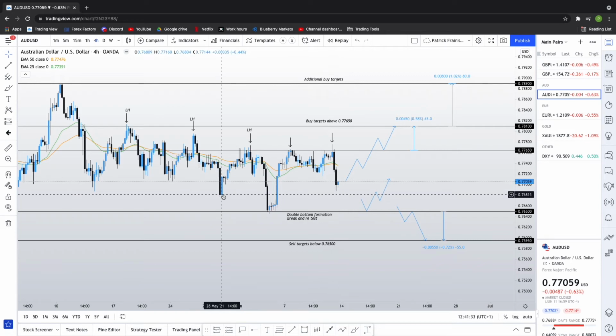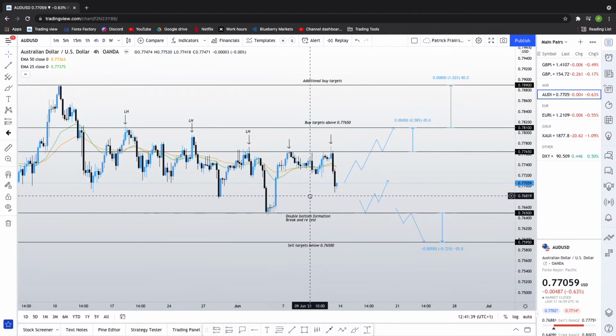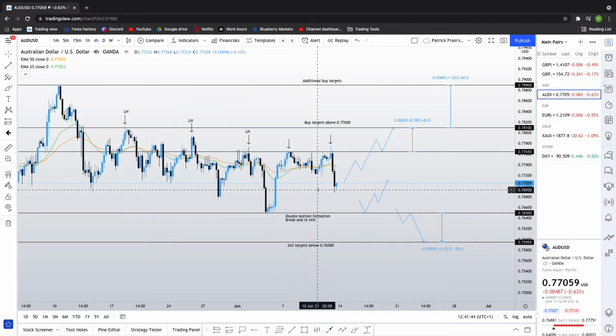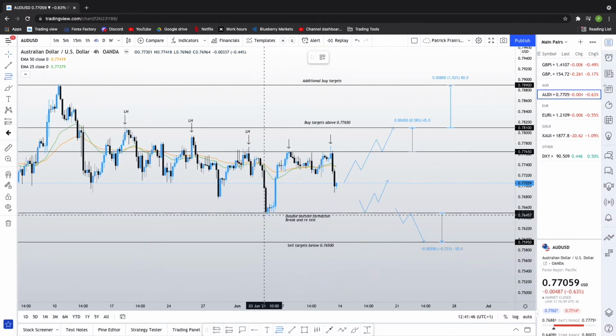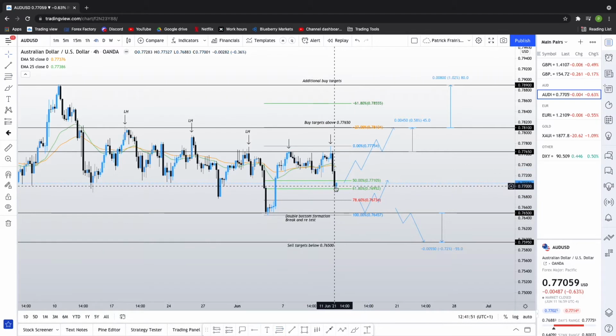As you can see, we did break our low down here at 0.7696. However, we did fail to continue in the downtrend and we have pushed up to our level of resistance to make a double top formation. Looking at our Fibonacci from the swing low to the swing high, we have just rejected the 61.8 level.